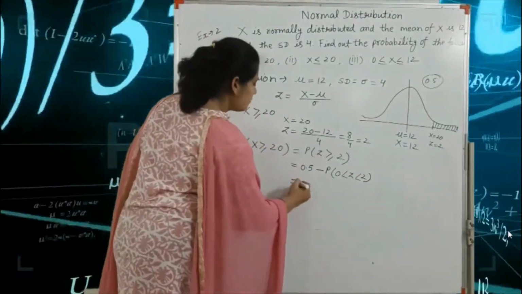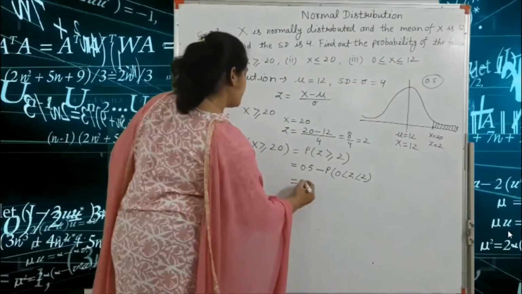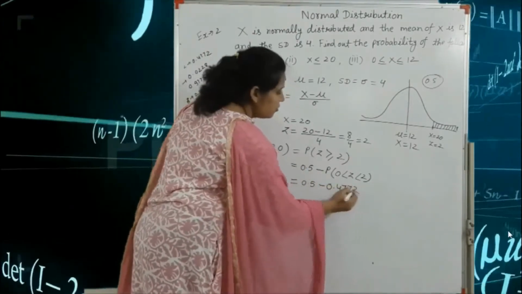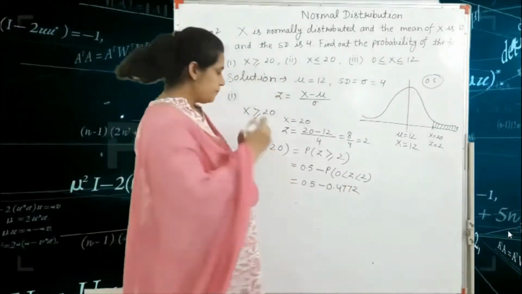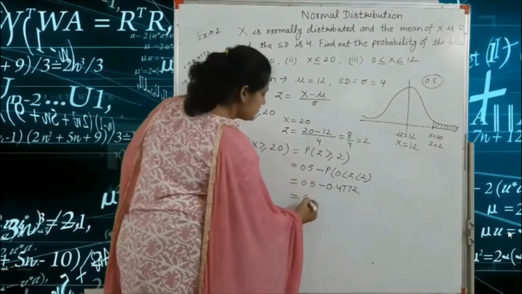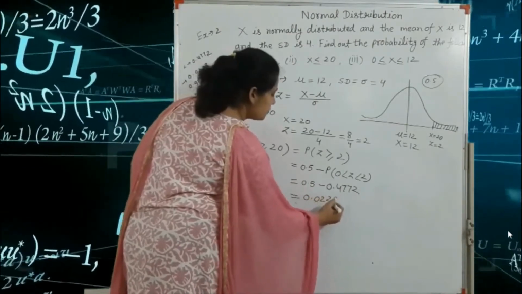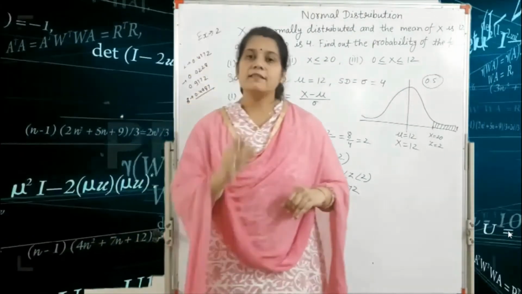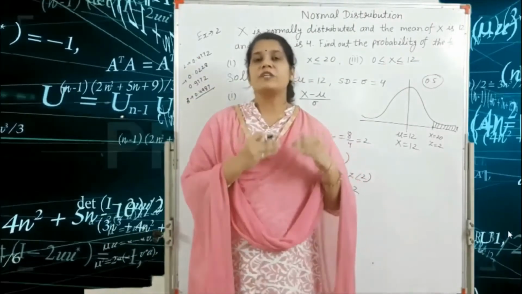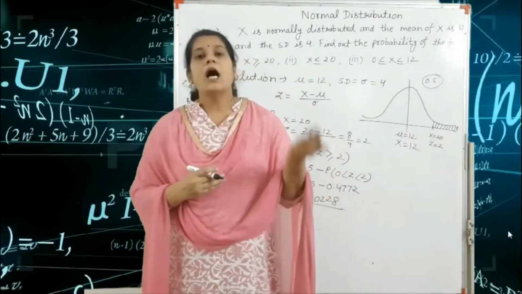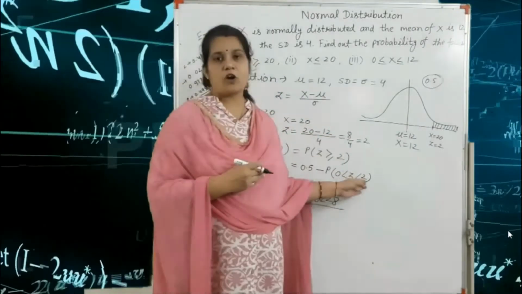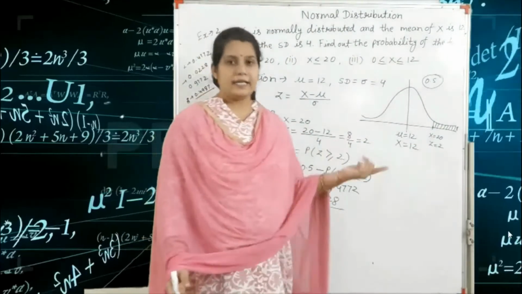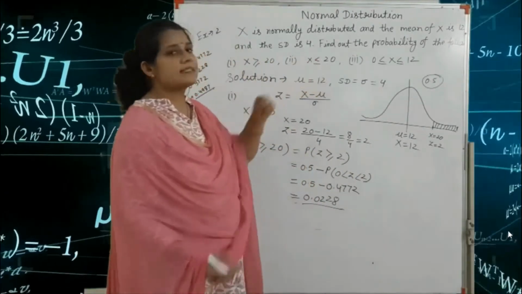Okay, so for the value of 0 to 2, we write here 0.5 minus 0.4772 according to our z table. Okay, so here the final answer is 0.0228. Okay, that means if we find the probability of x greater than or equal to 20, first we convert into the z form. After that we write the values according to our z table. So we get 0.0228.